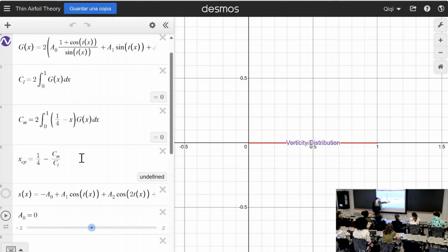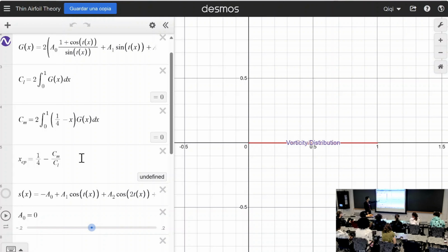So if the center of gravity is at quarter chord, for example, and your Cm is going to be 1/4 and Cl is going to be 1, such that your center of lift is at the leading edge, in what way would the airplane rotate? It would go nose up, right? So a positive Cm means a nose up moment.